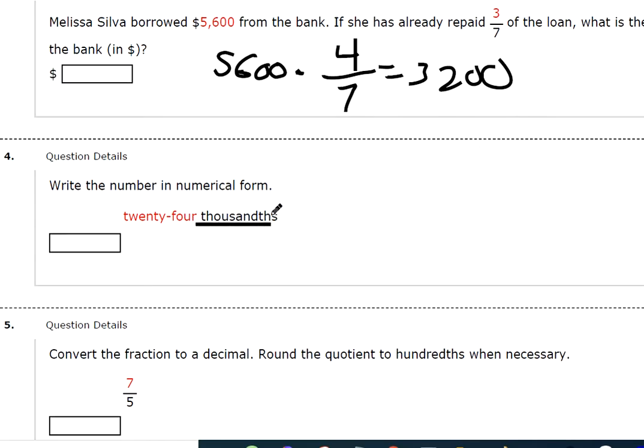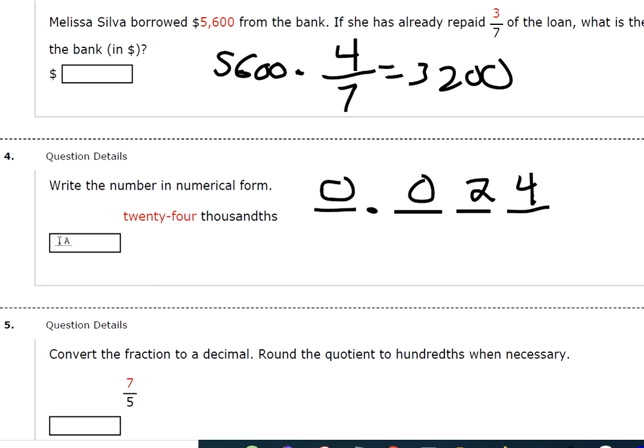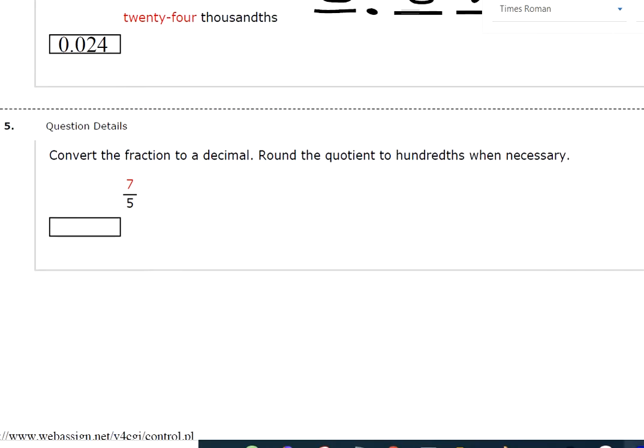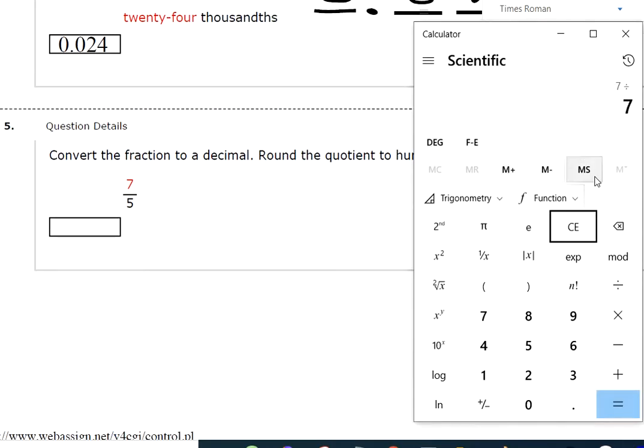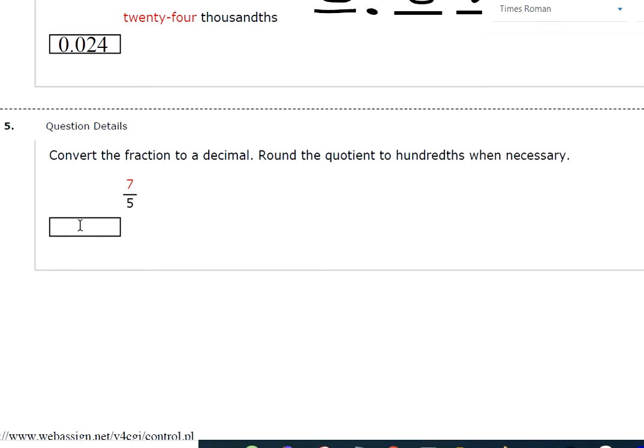24 thousandths. We said the thousandths was the third decimal place. So that means 24 needs to be rewritten. It needs to be written so that the last digit is in the thousandths place, right? Tenths, hundredths, thousandths. So that means you've got to have a 0 filled in here to fill the gap. So it's 0.024. Convert fraction to a decimal. That's just where you take the top number divided by the bottom number.